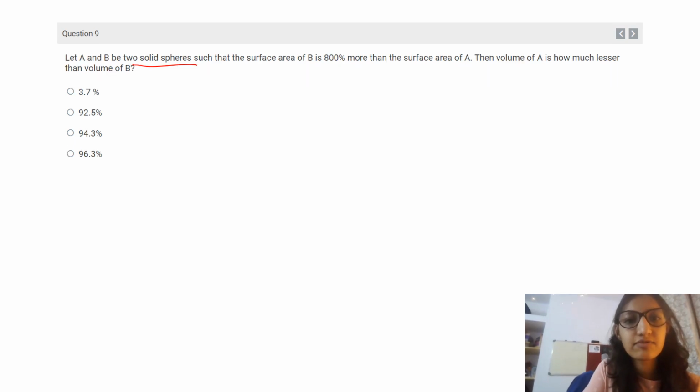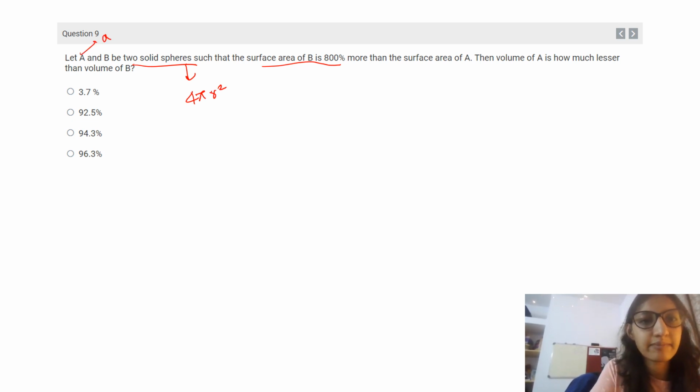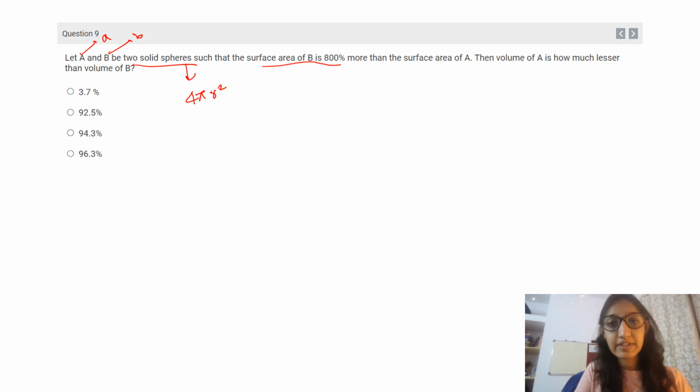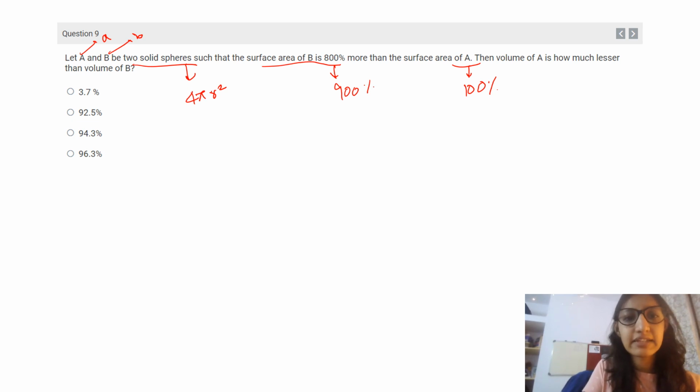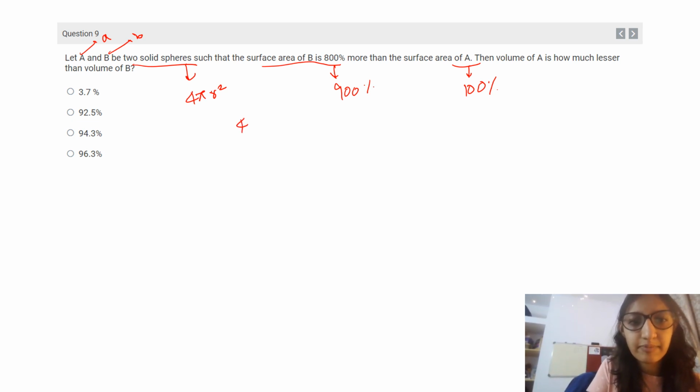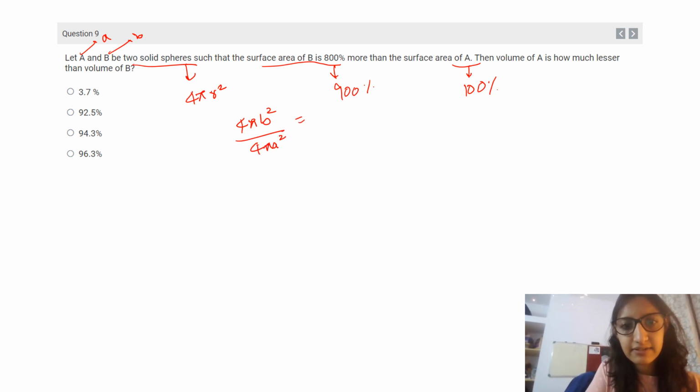So A and B are two solid spheres and the surface area of B is 800% more. The solid sphere surface area is 4 pi r square, and let's assume the radii to be A and B. Surface area of B is 800% more. So if the surface area of A is 100%, this will be 900%. That means the ratio is 9:1. So 4 pi B square by 4 pi A square is 9 by 1, and that means B by A is 3 by 1.